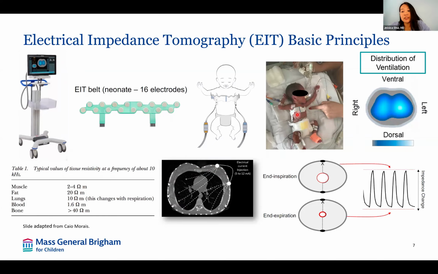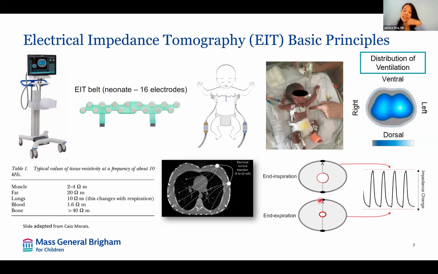across the belt. And so for an adult, this is considered regional ventilation, but for our babies, we have the advantage of it taking up most of the chest. So it has a relatively closer representation of global ventilation in our population.